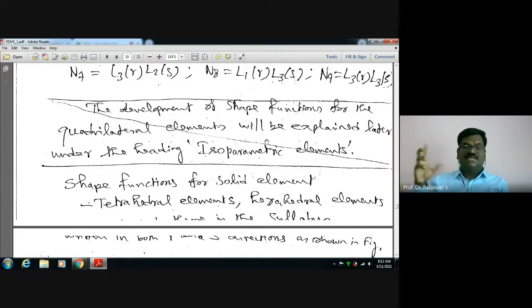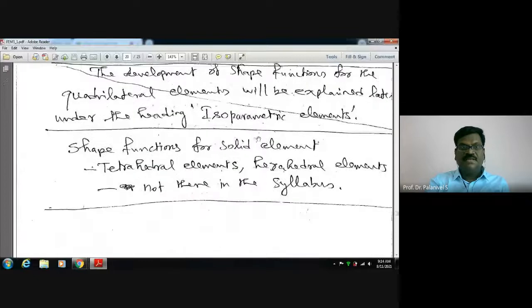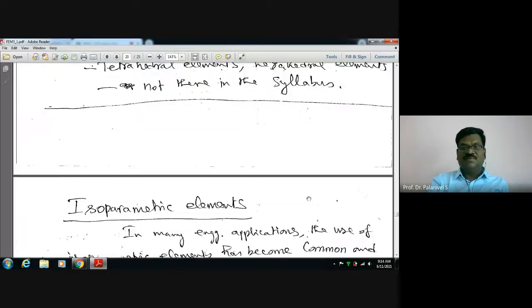I want to discuss that together, then only will you understand and follow. Development of shape function for the two-dimensional line element lies in the second unit. The beam element will be discussed in the third unit. That's what is written here. Shape function for solid elements, tetrahedral elements, hexahedral elements, are not there in your syllabus. It is not there.